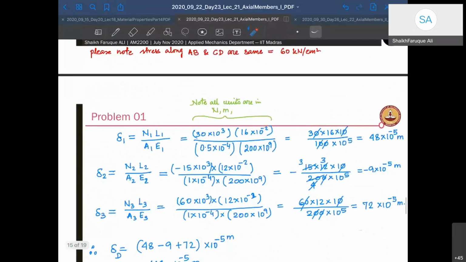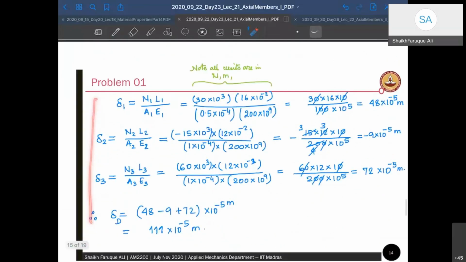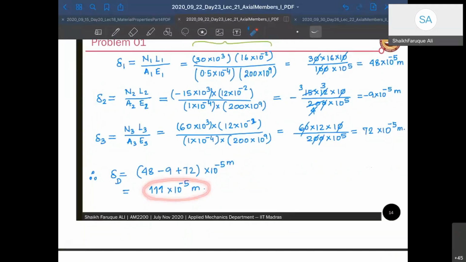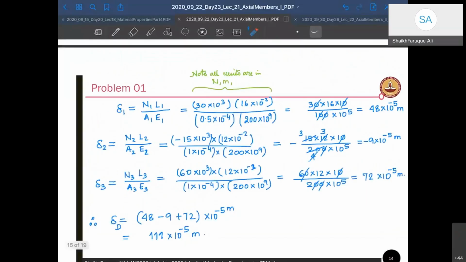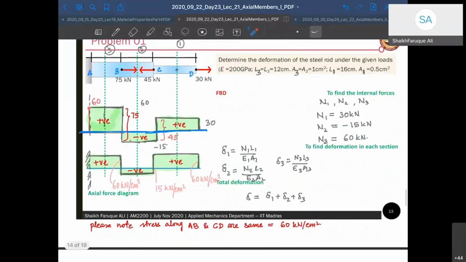The whole calculation is shown here. You can see the total deformation is 111 into 10 to the minus 5 meter. You find delta 1, which is N1 L1 by A1 E1, then delta 2 and delta 3, and the total is delta 1 plus delta 2 plus delta 3. Please note that delta 2 has come out to be negative. That means there is compression in between because of the compressive internal force here. Not because of this compressive external force, but because of the compressive internal force, since that depends on the other two forces, B and D.